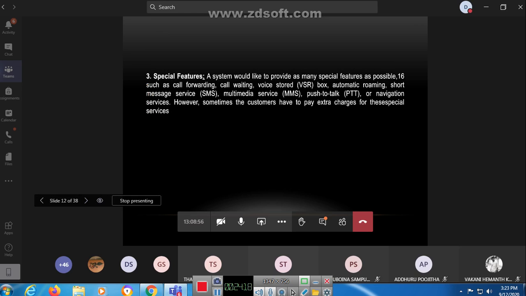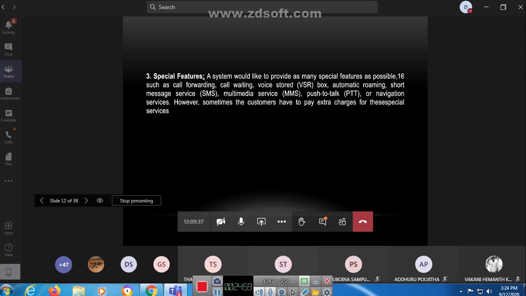Next, special features. What are the different special features possible in this system? Call forwarding, call waiting, voice storage box, automatic roaming, short message service, multimedia service, push to talk, and navigation services.